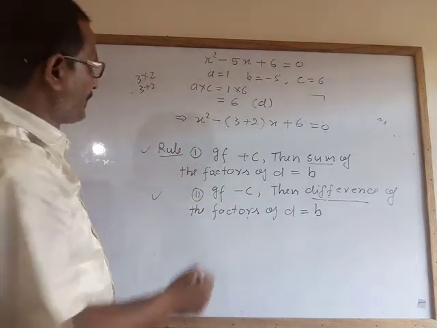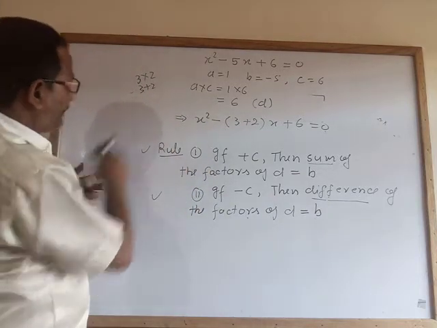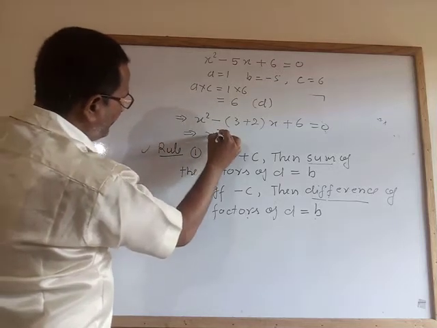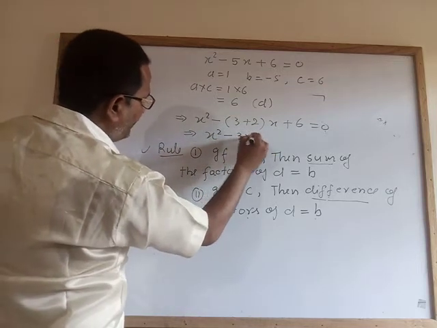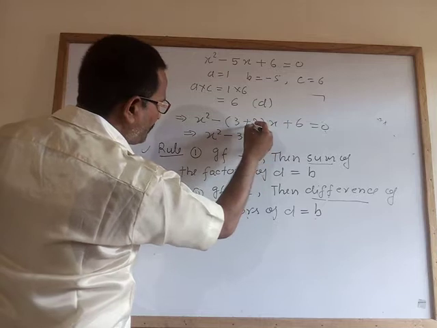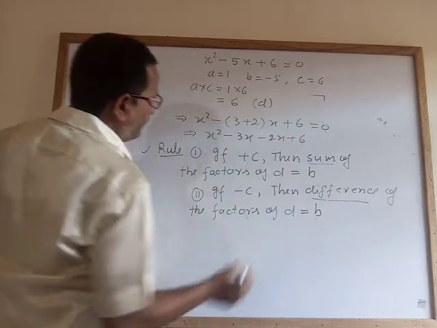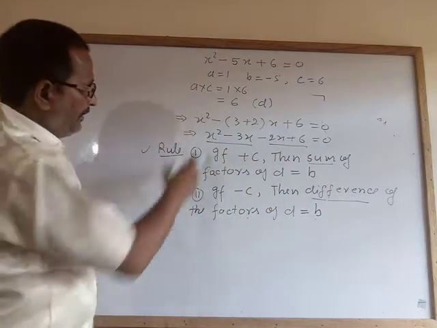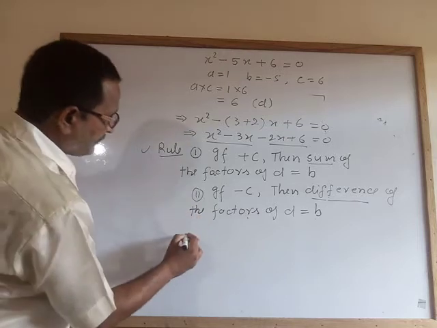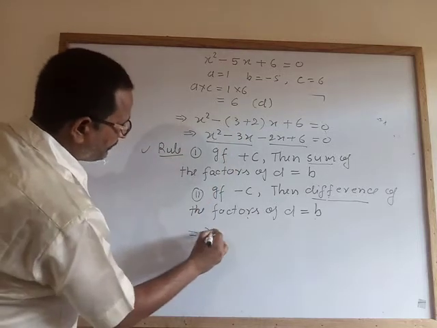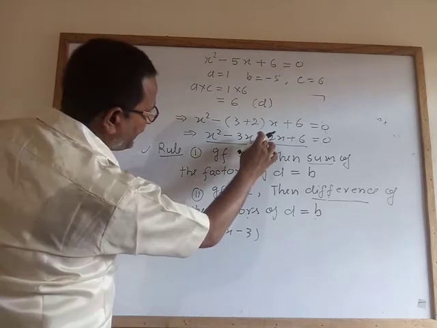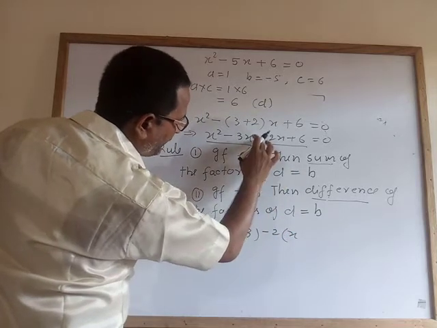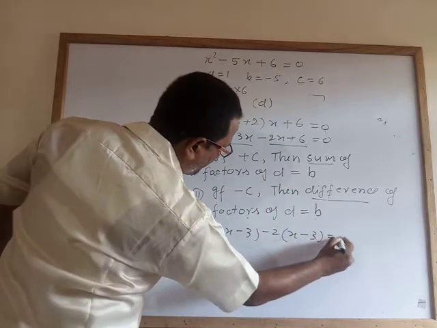I will explain one more question. See that: x square minus 3x minus 2x plus 6 is equal to 0. Now in this, make groups by grouping and factorize. See that, x is common: x minus 3. Here minus 2 is common: x minus 3, then minus 2 is common.